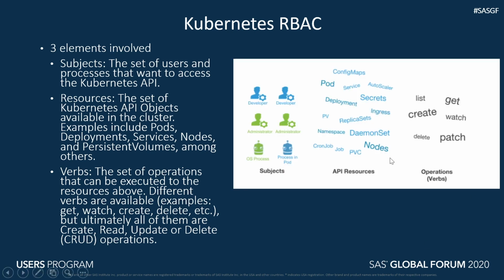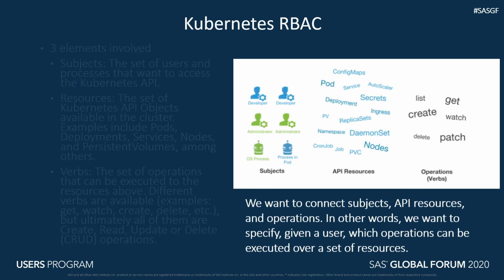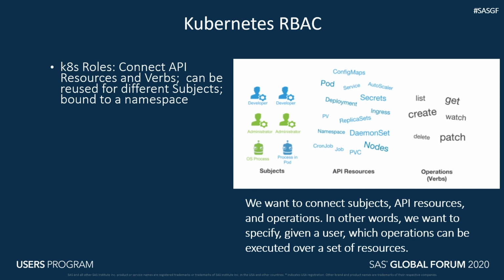Think about the set of things that we're trying to connect together here. We have subjects, which again are the people or the processes. It could be an operating system process, a process in a pod. The API resources are the kinds of objects we talked about within Kubernetes itself. And then the operations that are available are the verbs. So we want to connect the subjects, the API resources, and the operations. In other words, we want to specify, given a user, which operations can be executed over a set of resources. One of the ways we do that is a Kubernetes object called a role.